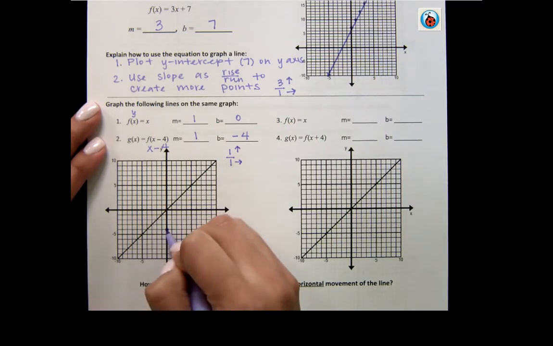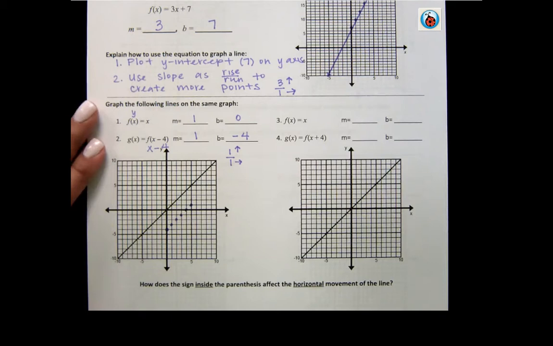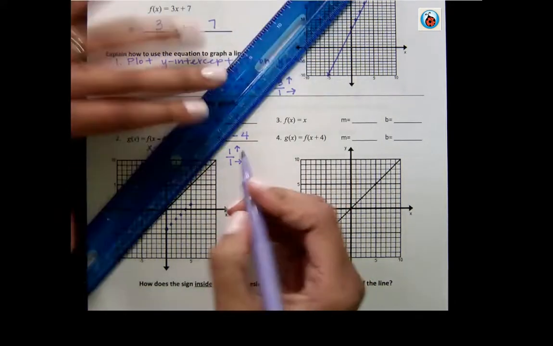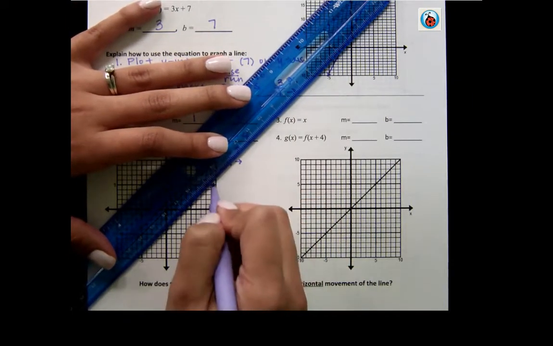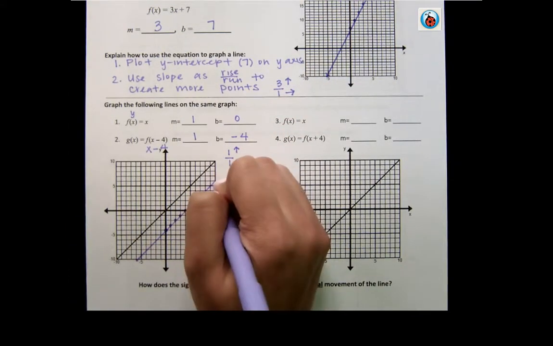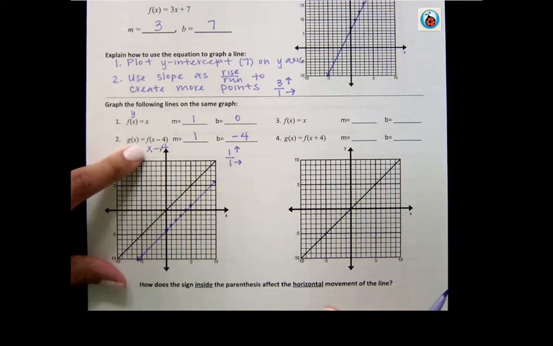So from the y-intercept that we have already plotted, up 1, right 1, up 1, right 1, and so on. And you can see that the points are going to create a perfectly straight line. We connect those points to create our new line. And that is the line for the equation f of x minus 4.